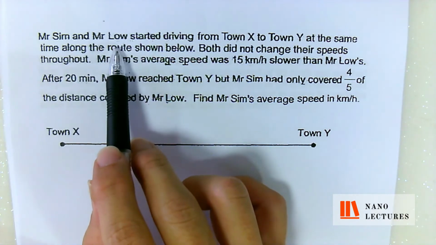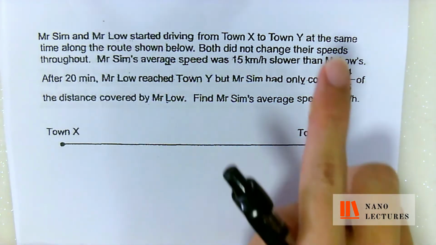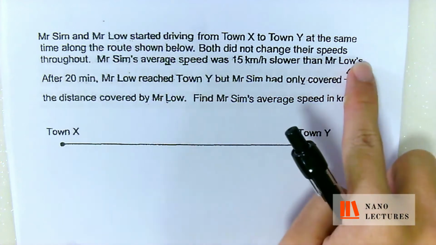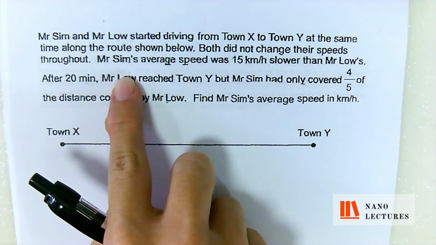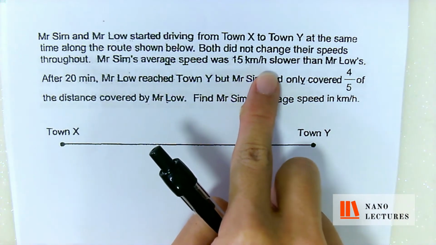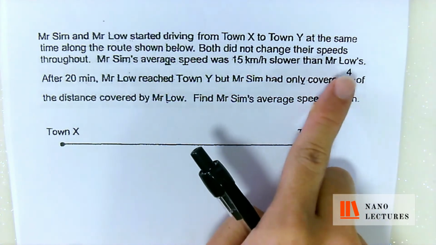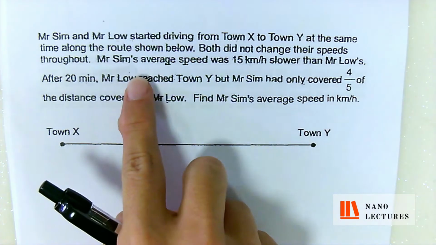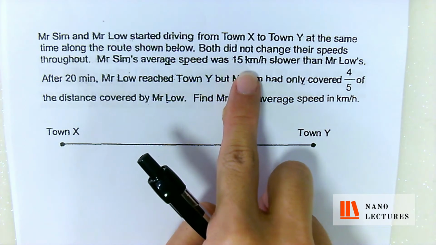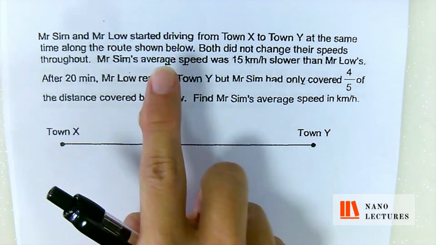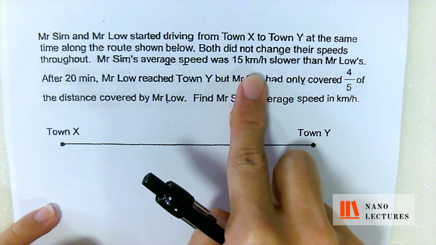Okay, Mr. Sim and Mr. Low started driving from X to Y at the same time. No one changed the speed, but we know that Mr. Sim's speed was 15 km per hour slower than Mr. Low's. This tells us that every 1 hour, Mr. Low will be 15 km ahead of Mr. Sim, because Mr. Sim is 15 km per hour slower.